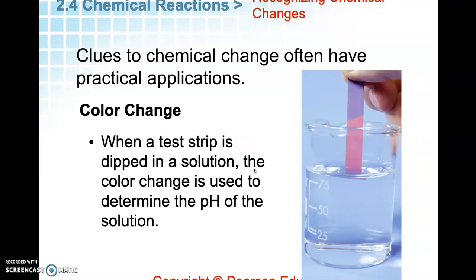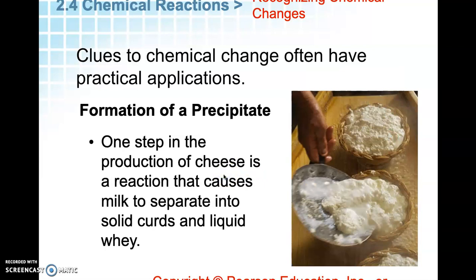You may have used litmus paper at some point. When that test strip is dipped into a solution, the color change tells us the pH of the solution. That is a definite chemical change. A precipitate, when you make cheese, when milk separates into solid curds. So when you take your liquid milk and it starts to separate into curds and whey, that is the formation of a precipitate.